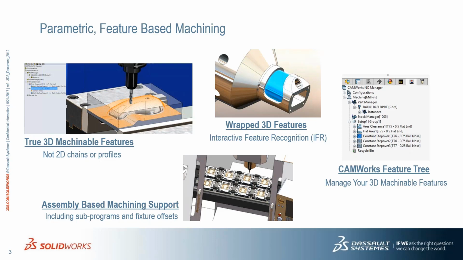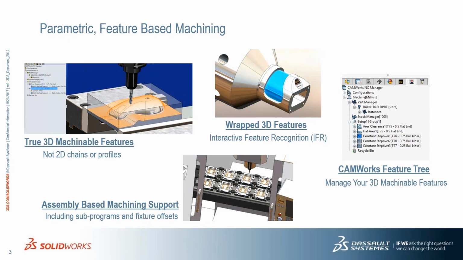Instead of working with just the individual toolpath lines, chains, or profiles, we're able to work with CAMWorks features like pockets and profiles and face features. We do this with automatic feature recognition and interactive feature recognition. As you see in the picture in the top middle there, we can do wrapped 3D features. The picture on the bottom is showing an assembly, because we support assembly machining in CAMWorks.